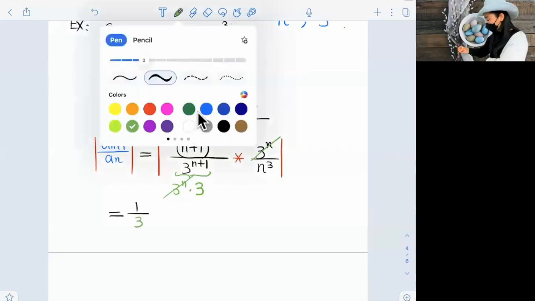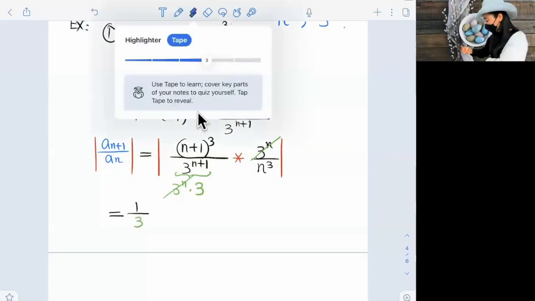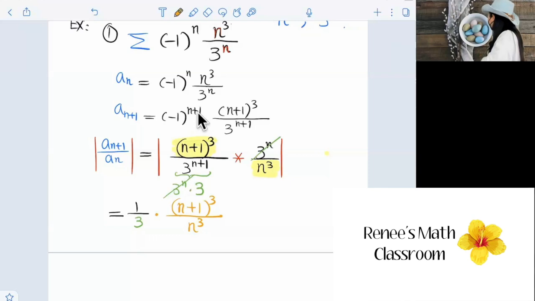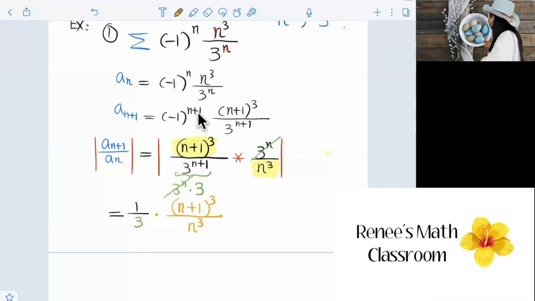And I'm going to group these two together. So these two together, I will have n plus 1 cubed over n cubed, right? The reason I can drop this absolute value is because they are guaranteed to be positive. So there's no need to keep the absolute value there.